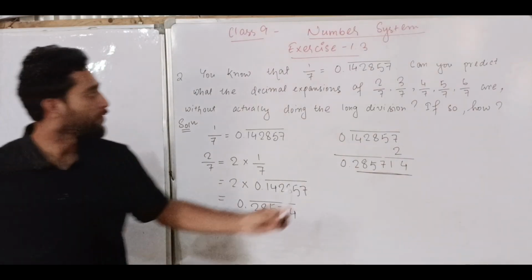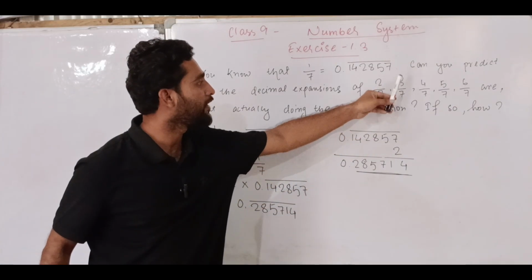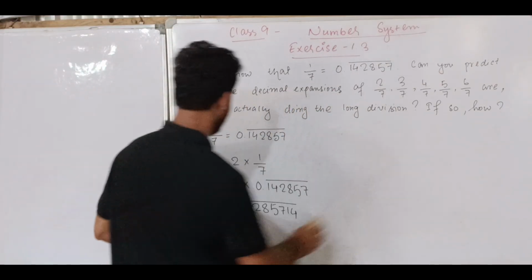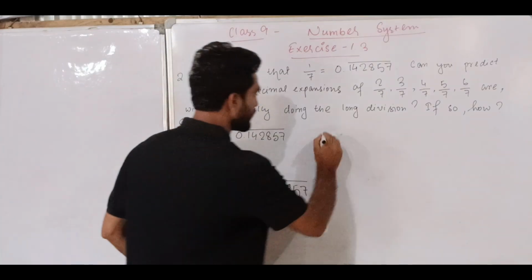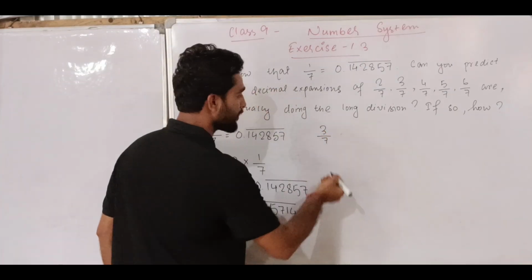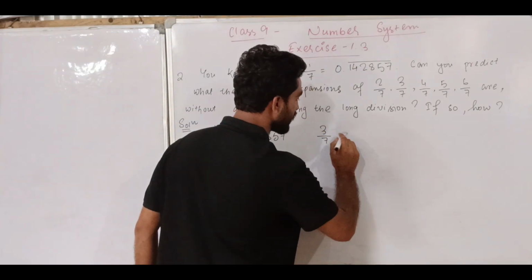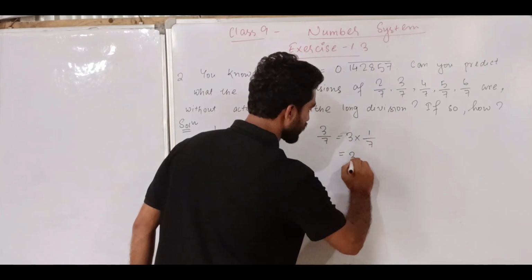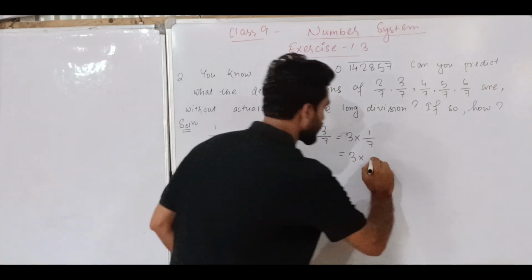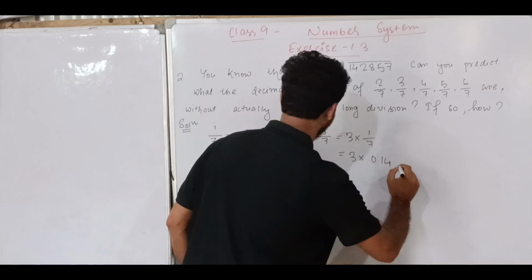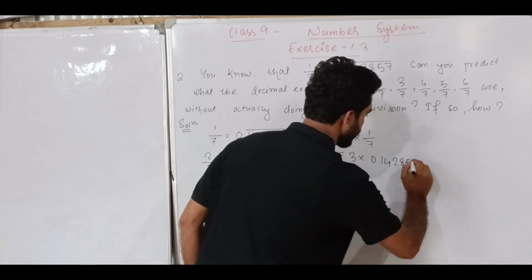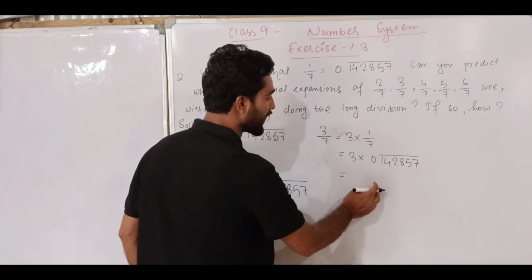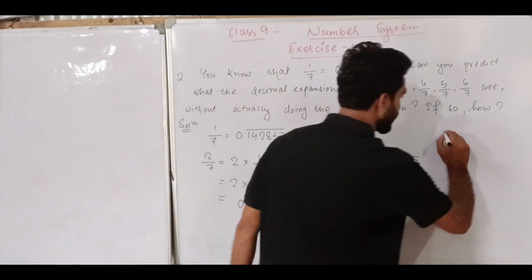So in this way, we can find out the decimal expansion of 3 by 7, 4 by 7, 5 by 7. So see, next is 3 by 7. How can we write 3 by 7? 3 into 1 by 7. The value of 1 by 7 is given, 0.142857 bar. Now multiply this value with 3 and we will get the decimal expansion of 3 by 7.